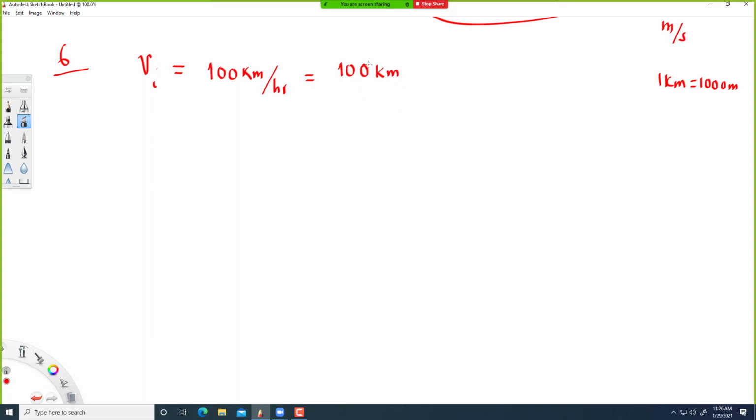So let me just do that directly here. 100 times 1,000 meters over 1 hour. 1 hour is 60 minutes, and we want seconds. So 1 minute is 60 seconds. So 60 times 60 seconds. So now we have our unit in meters per second. If you do the calculation, that will give you 27.77 meters per second.